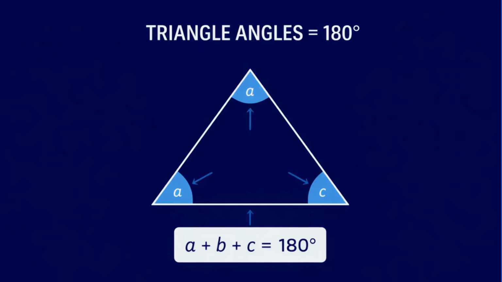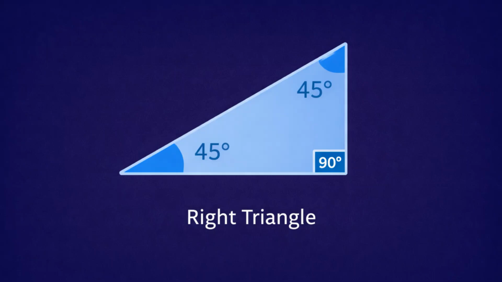This rule applies to every triangle, every time. It's the rule you use whenever an angle is missing. That rule is that the interior angles of any triangle always add up to 180 degrees. So if a triangle has angles measuring 50 degrees and 60 degrees, those add to 110, and 180 minus 110 gives you 70. That missing angle is 70 degrees.